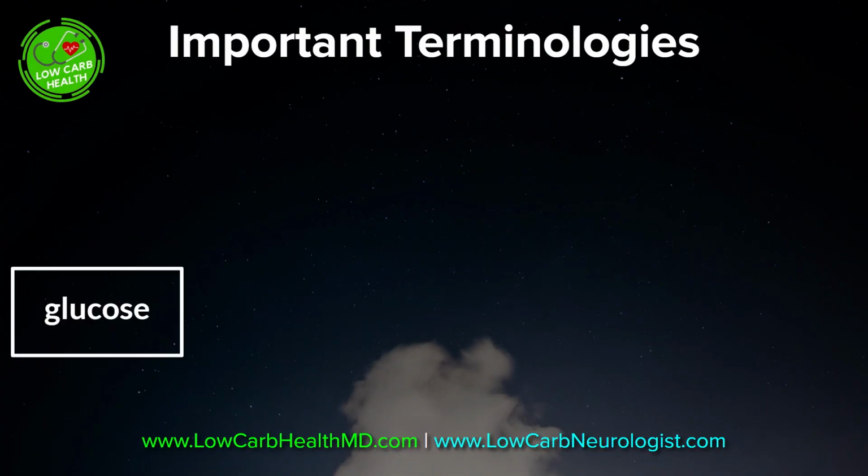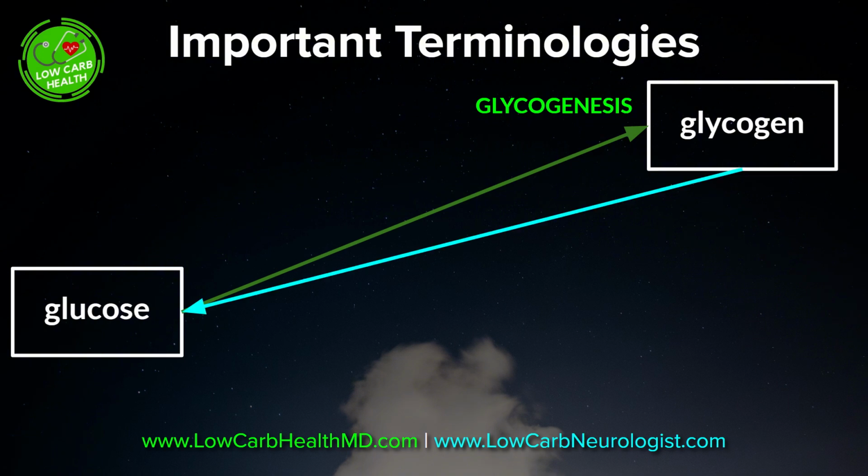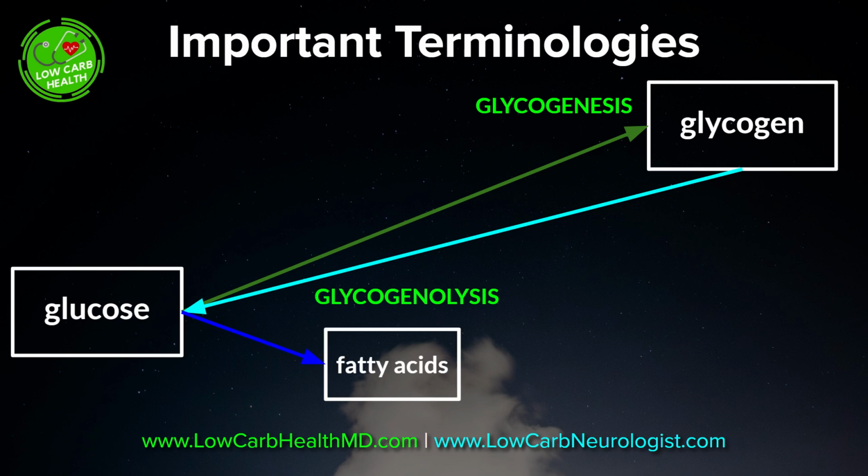So, if you have glucose, our body can convert glucose to glycogen in the liver and in the muscle for storage of energy. You call that glycogenesis, okay? And the process may be reversed. Our body can break down glycogen into glucose for use as energy, and that's called glycogenolysis, okay? And then glucose can be converted to fatty acids in the liver and in the adipose tissue, and that process is called de novo lipogenesis, or DNL for short.